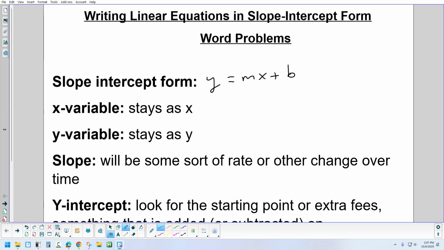Okay. What does the m represent? Yep, that's your slope. And what about the b? That's your y-intercept.